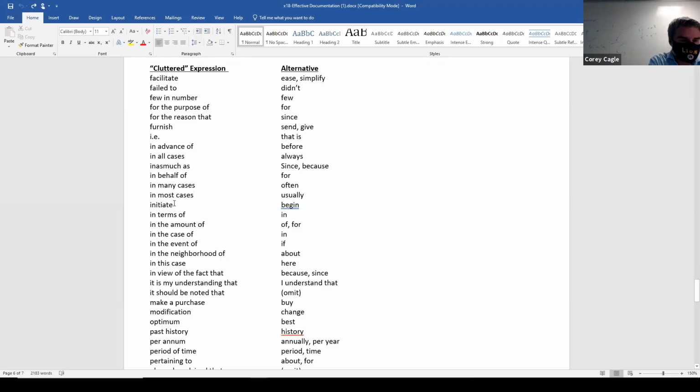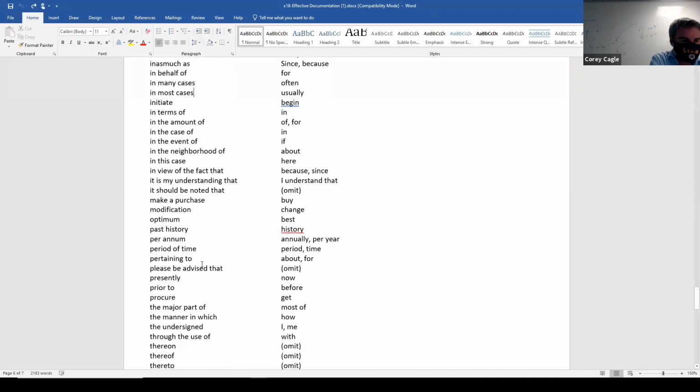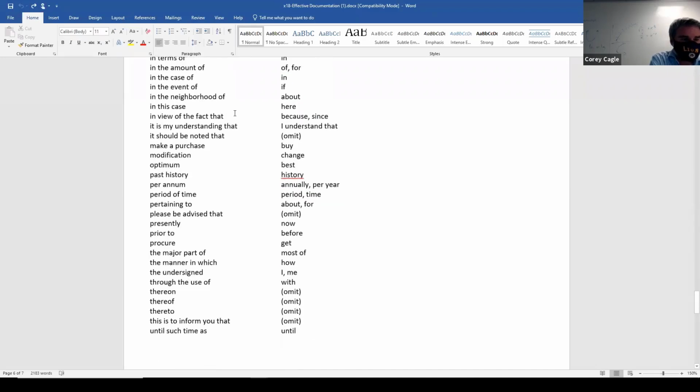Initiate versus begin, in terms of, in the amount of, in the case of, in the event of, in the neighborhood of. It's all too many words, I guess. In view of the fact that was way too much. It is my understanding that does sound very clunky. It should be noted that sounds aggressive to me. Maybe say omit that.